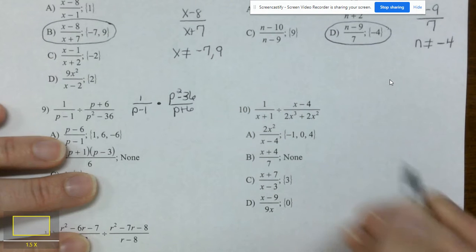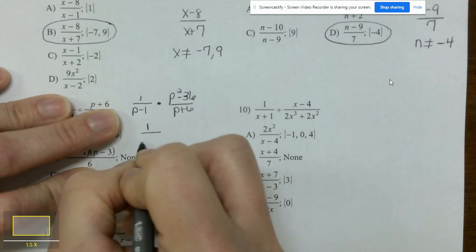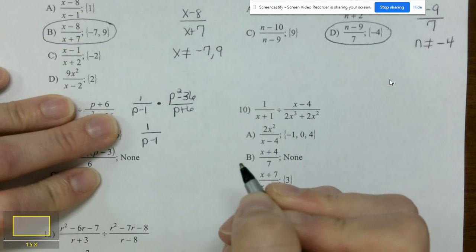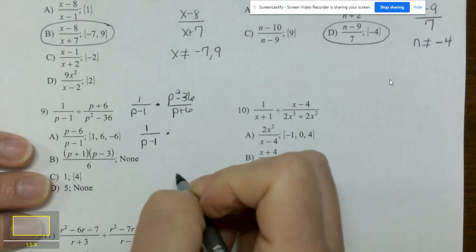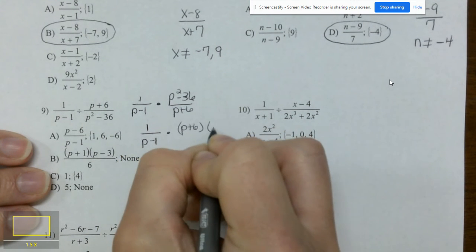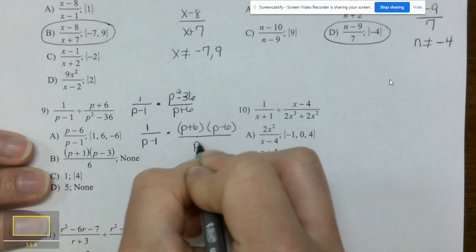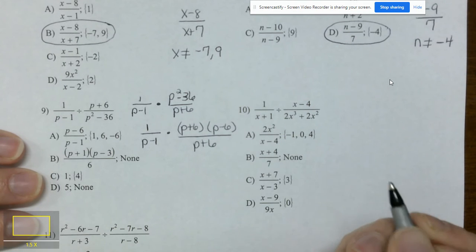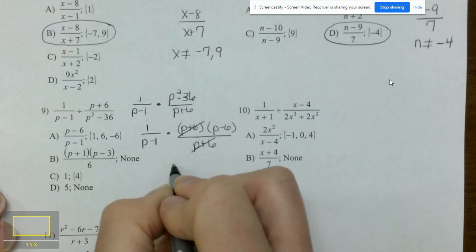Now it goes back to what we were doing before. So 1, we leave. P minus 1 has nothing in common, so we leave that. Times p squared minus 36 is a difference of squares, so it factors to p plus 6 times p minus 6, and then that is over p plus 6. We can cancel the p plus 6, but it looks like that's all we can cancel.